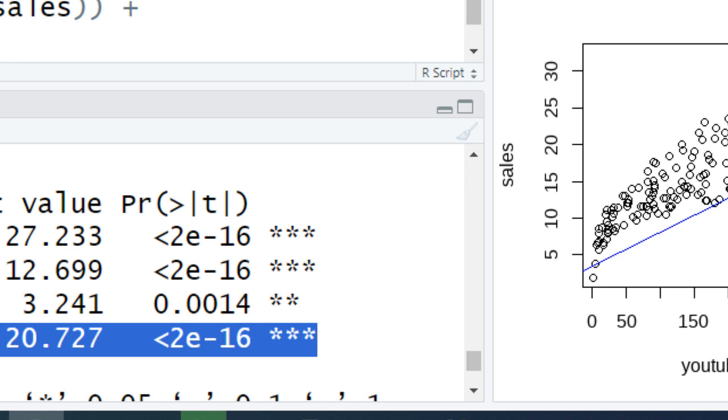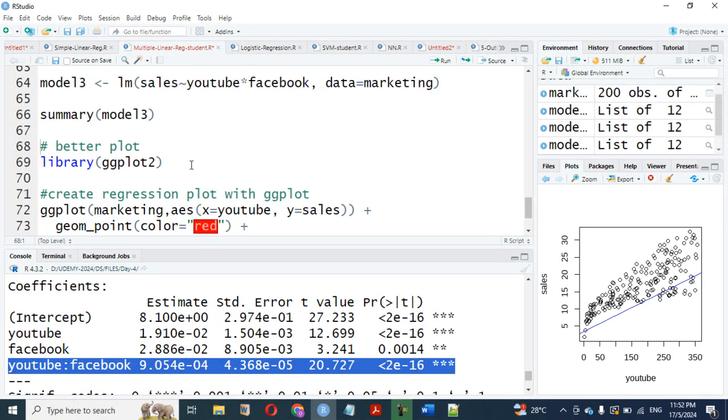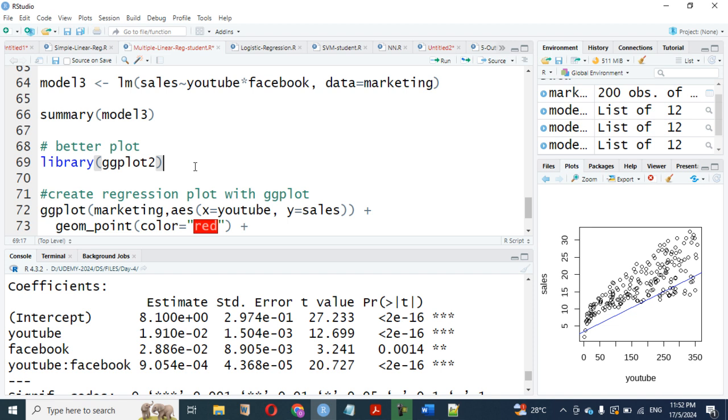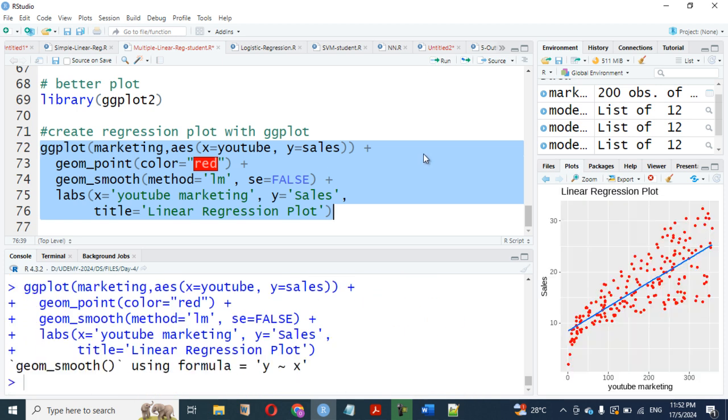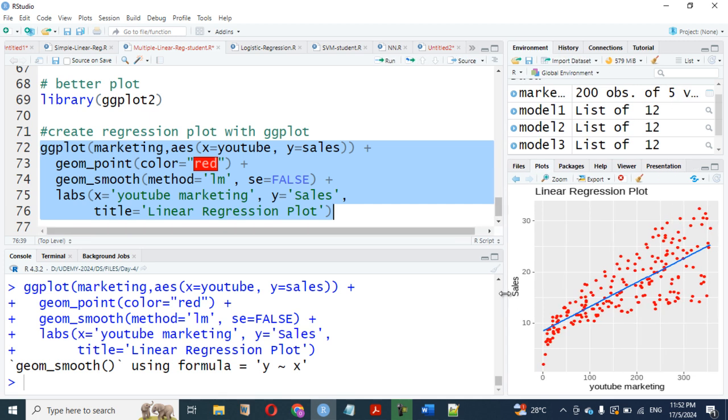This can be done at any time. You can also run ggplot to print a better plot than the one we have done so far. So let's run this line and see how we can generate a better plot. So this is our new plot, this one for YouTube marketing sales. You can see the regression line here.